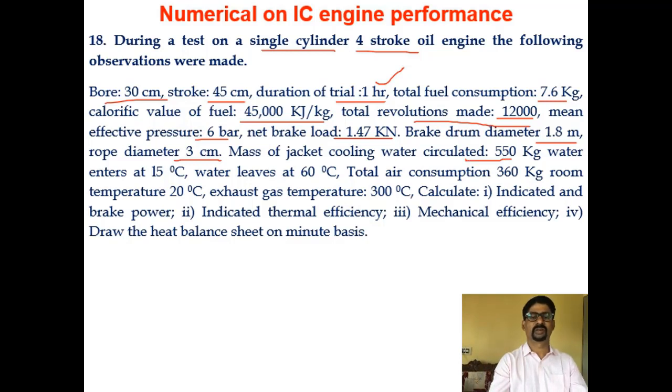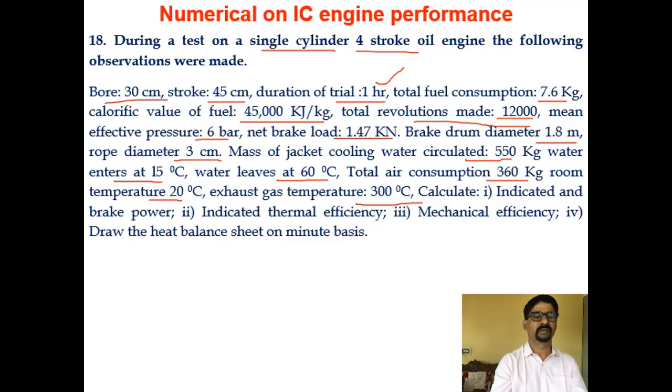Mass of cooling water circulated through the cooling jacket is 550 kg per hour. Water enters at 15 degrees Celsius, T1, and leaves at 60, T2. Total air consumption is 360 kg per hour. Room temperature is 20 degrees Celsius. Exhaust gas temperature is 300 degrees Celsius.